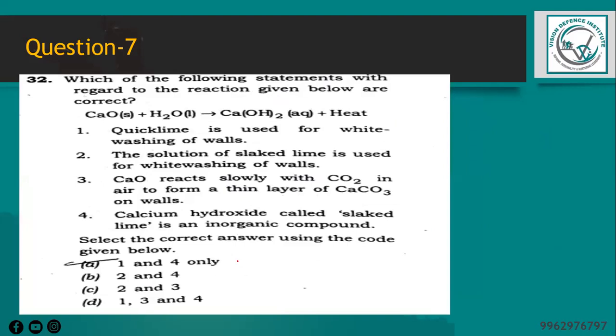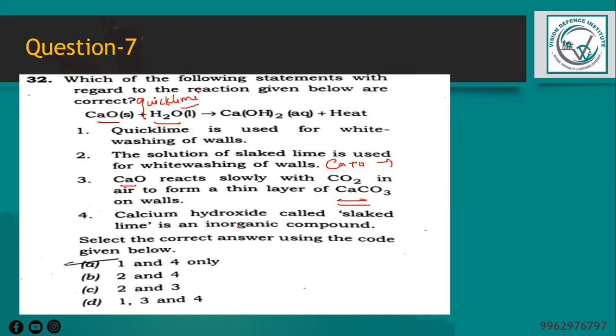Which of the following statements with regard to the reaction given below are correct? Calcium oxide and water react to form calcium hydroxide and heat. So we know that when we talk about statement 1, quicklime is commonly called CaO, calcium oxide, and it is used for whitewashing of walls as well. When we talk about statement 3, calcium oxide starts to react with CO2 in air. It forms calcium carbonate, right? So it is also known as a lime crust.